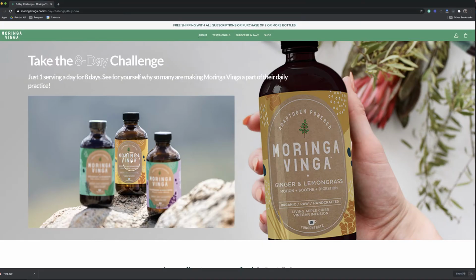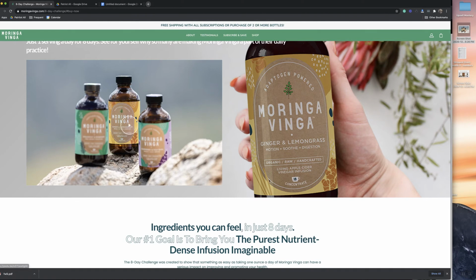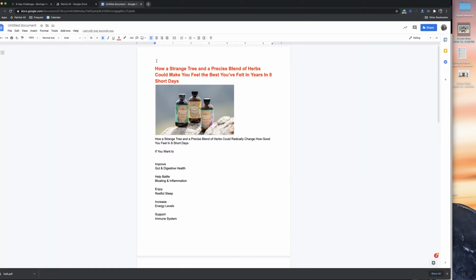So I'm not sure what your capabilities are, but this should function somewhat like this. You basically want to shrink this because this is taking up a lot of real estate and it does no selling and it doesn't tell you anything unique. So in this particular instance, you're saying how a strange tree and a precise blend of herbs can make you feel the best you felt in years in just 8 short days.